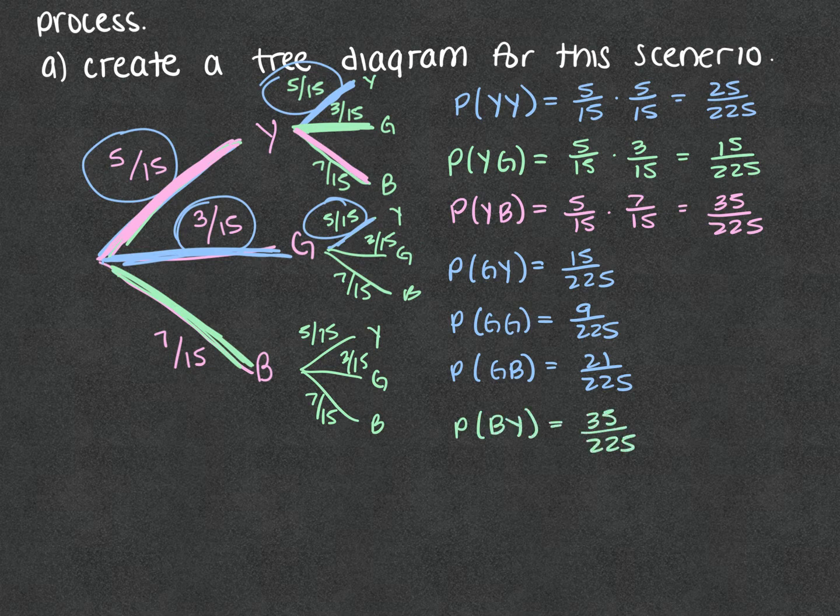And then my last branch down here, the probability of blue then yellow is 35 out of 225. Probability of blue then green is 21 out of 225. And finally, blue and blue is 49 out of 225. All right, so this represents all the possible options that we could get, which then allows us to find different probabilities.